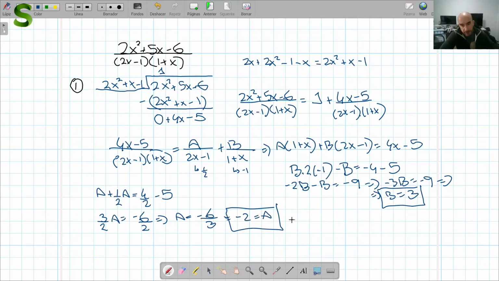So our partial fraction expansion would be, I'm going to put it in red so you can see, our final partial fraction would be 2x squared plus 5x minus 6 divided by 2x minus 1, 1 plus x equals the 1 that we had here, then minus 2 divided by, which is the a, divided by 2x minus 1, and then plus 3 divided by 1 plus x. That's our partial fraction expansion.